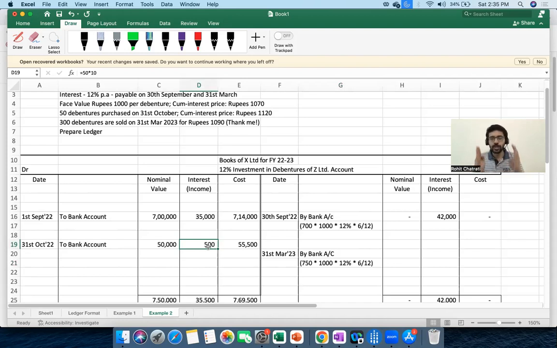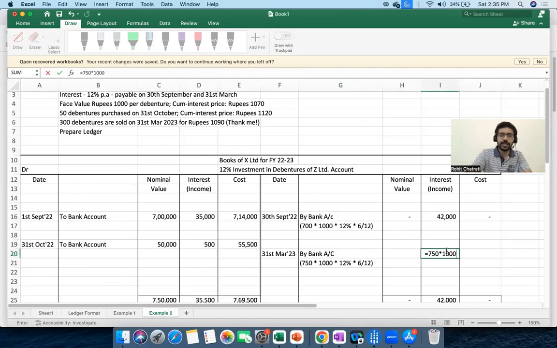All right, just because I was holding the debenture for 5 months, will the company only pay me for 5 months? The answer is no. The company will still pay me for 6 months, but I have already paid off 1 month of interest at the time of purchase. So over here the entry will be 750 multiplied by 1000 multiplied by 12 percentage multiplied by 6 by 12, which is 45,000. Obviously it is higher than what we recognized over here, because I now have 50 additional debentures. The difference of 3000 is because of those 50 additional debentures that we purchased on 31st of October.